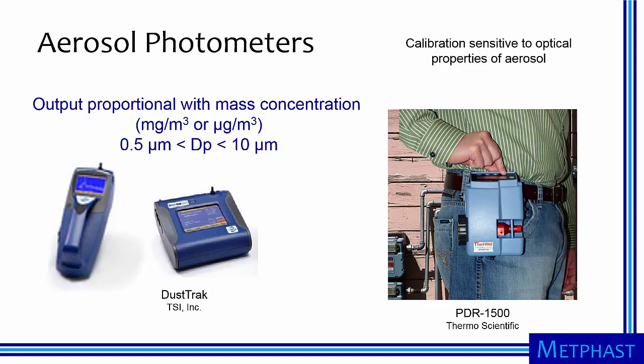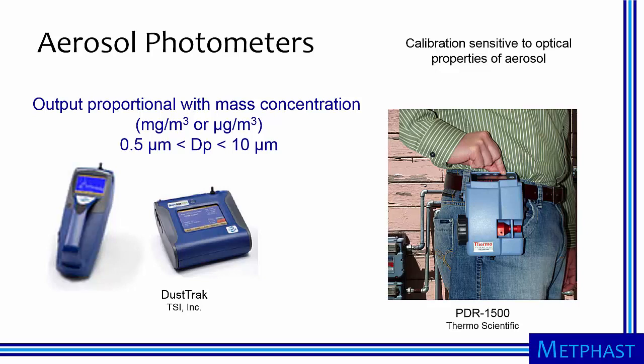Aerosol photometers provide output that is proportional to mass concentration. The units reported by these instruments are either milligrams per meter cubed or micrograms per meter cubed. They work over a size range of roughly 500 nanometers, or 0.5 micrometers, to 10 micrometers. Smaller particles don't scatter enough light to be seen, and larger particles are difficult to aspirate into the inlet.